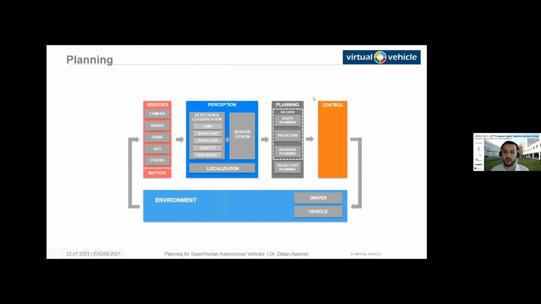The control part, I skipped it here. The control part is responsible for executing these decisions. So if we have a trajectory which the vehicle needs to follow, the control part needs to execute it in a sense that, if there is snow, it should keep the vehicle under control and slowly execute the driving maneuver which was decided.